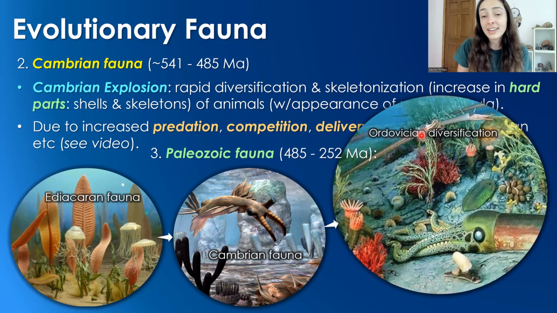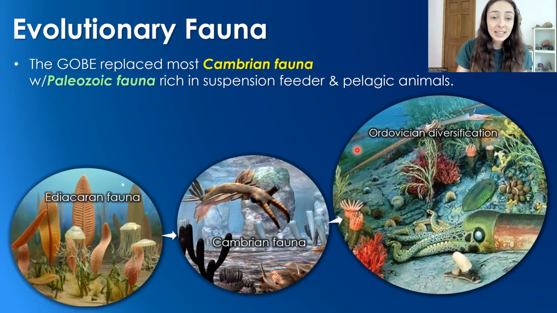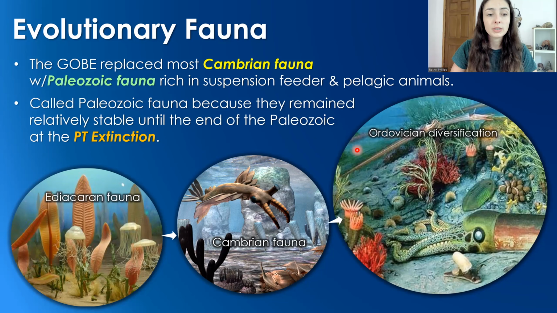And so they did. And then after the Cambrian period, around 485 million years ago, we had a transition to the Paleozoic fauna. The GOBE was key to this transition from Cambrian to Paleozoic evolutionary fauna. It basically caused the replacement of Cambrian fauna by Paleozoic fauna, which were rich in suspension feeders and pelagic and swimming animals. They were called the Paleozoic fauna because they remained relatively stable until the very end of the Paleozoic era, at the Permo-Triassic boundary or extinction event that happened at the end of that era, which is the greatest extinction event of all time, called the Great Dying, and I will link the video up to the top corner if you want to check it out.